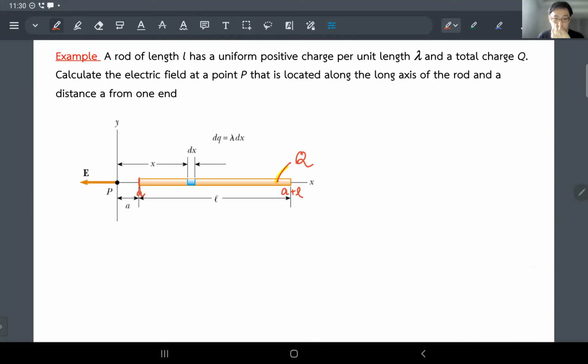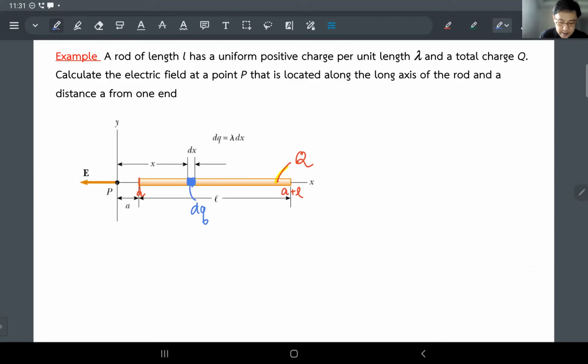Okay, so far so good. Now let's start the process, shall we? Slice this piece first into a tiny piece. Chop, chop. Okay, that is my tiny slice, and that tiny slice will include a tiny amount of charge dq there. Now you can forget everything else. Just pay attention to this dq. How much electric field will you get from this dq?